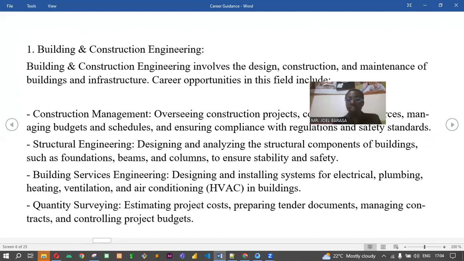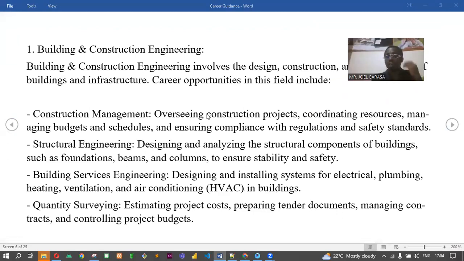Assume that now you want to start your own consultancy firm. Then the best area to deal with is the building and construction field. Structural engineers design and analyze structural components of buildings like foundations, beams, columns, and so on. They are the ones who design that. Building services engineering designs and installs systems for electrical, plumbing, heating, ventilation, and air conditioning. So all of it is what you'll be studying inside it.